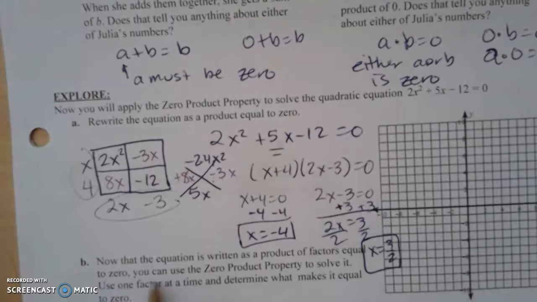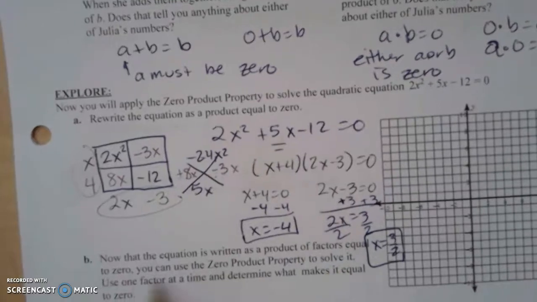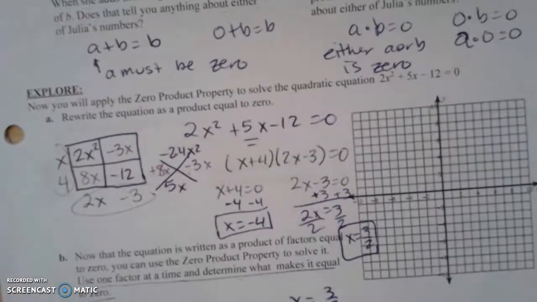So now that the equation is written as a product of factors, you can use the zero factor property to solve it. Use one factor at a time and see what makes it equal 0. So we found out that x equals -4 or x equals 3/2. And why is that important?